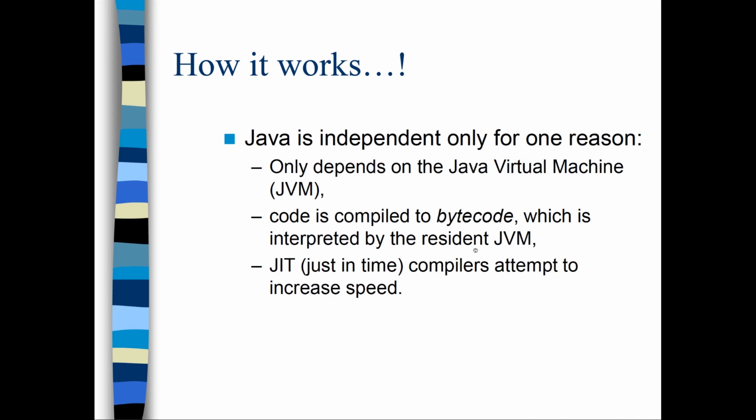All the .java extension files, whenever you compile them, are converted into .class files, which are nothing but the bytecode files, and those are interpreted by the JVM. The just-in-time compilers attempt to increase the speed. Whenever the interpretation is going on, it speeds things up by reading everything line by line and reducing the burden of the JVM. So Java is a quite fast interpreter compared to other languages. Let's move ahead.